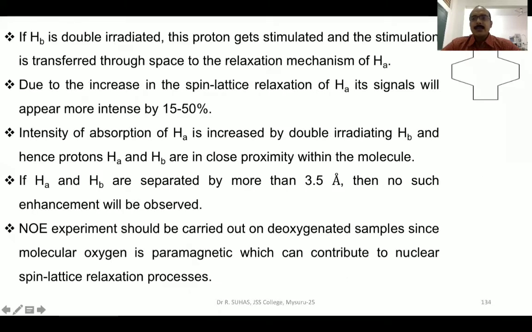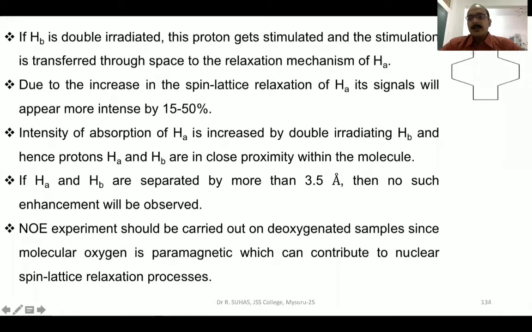Let us see this by taking the example of a molecule. Consider a molecule of this type wherein there are two protons, HA and HB. Let there be any number of intervening bonds. That means the number of bonds between HA and HB is immaterial for us. But the main criterion here is that the distance between the two protons should not be more than 3.5 angstroms. If it is more than 3.5 angstroms, then the NOE effect will not be observed.